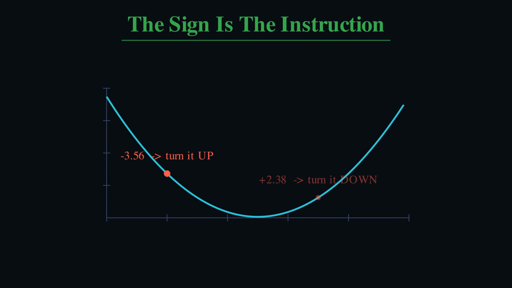And the sign does the rest. Stand on the left and the sensitivity is negative, which means turn the knob up. Stand on the right and it is positive. Turn it down. Follow that instruction over and over and you walk downhill to the bottom, a weight of 2.999. The data was really made with a weight of 3. It found it.